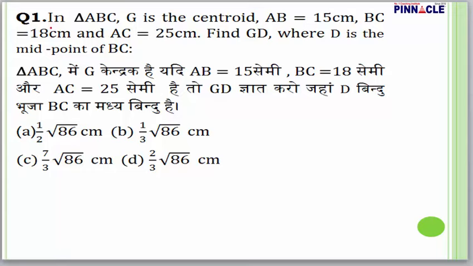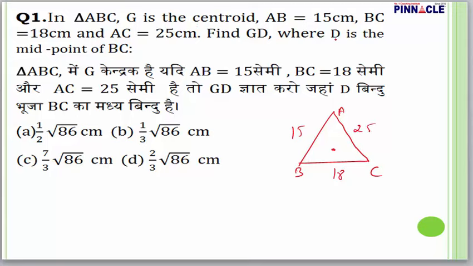Question number 1 is, in triangle ABC, G is centroid. Let's say this is a triangle A, B and C. G is centroid. What is centroid? When three medians from the vertex intersect at a point, we call it a centroid. AB is 15 cm, BC is 18 cm, AC is 25 cm.